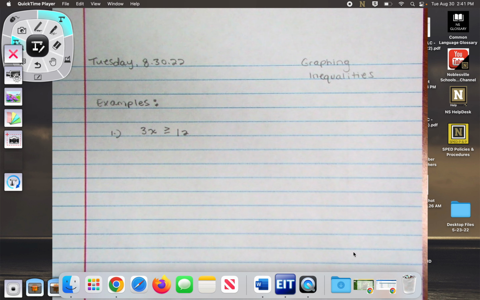Okay, so we treat these like equations, with the same inverse operation rules. We don't do anything different. But the added step is we have to graph it, right? Because that shows us what all the possible answers can be, right?